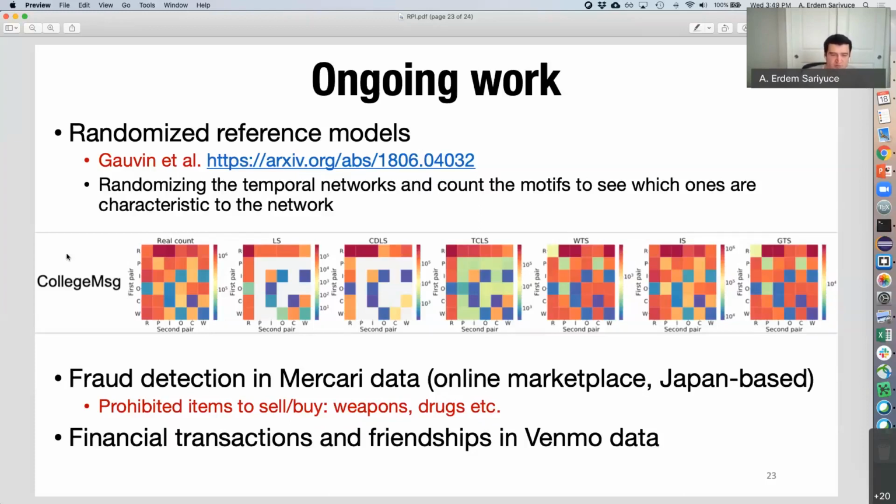And so far, we observe a very clear difference between what is normal and what is fraud. But also, you can observe something even between different fraud classes. How people try to sell weapons versus how people try to sell drugs. So this was again an ongoing thing.